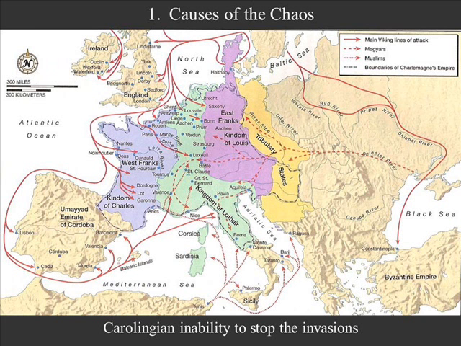But the general cause of the chaos in Europe is basically the collapse of the Roman Empire in the 400s. At least by the 400s, the Roman Empire, especially in Western Europe, is basically gone. It's a memory.